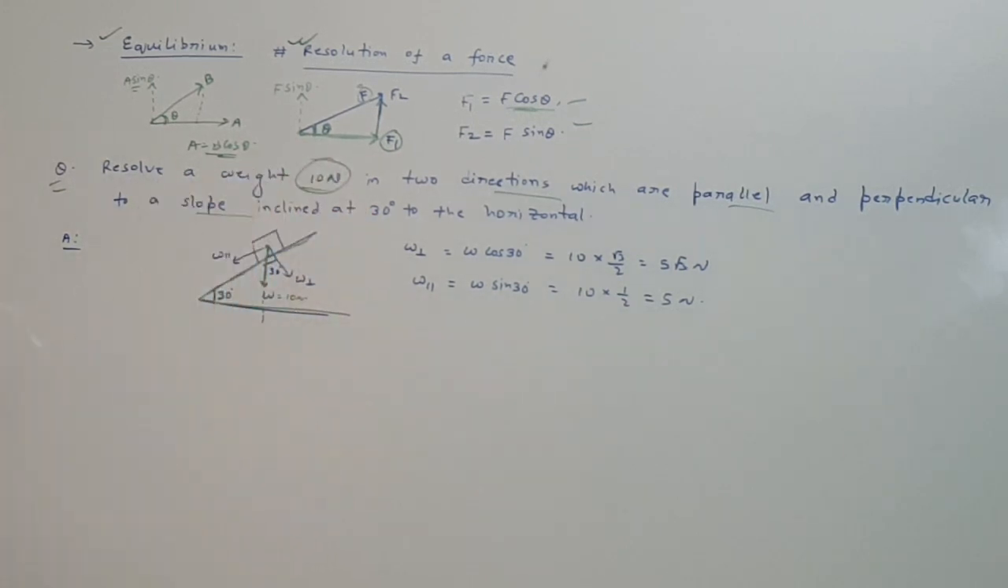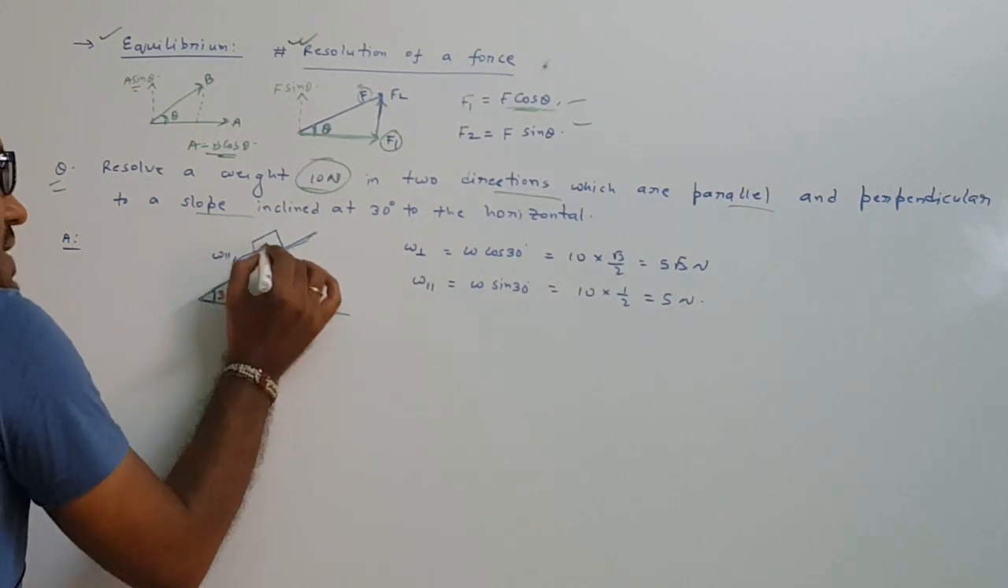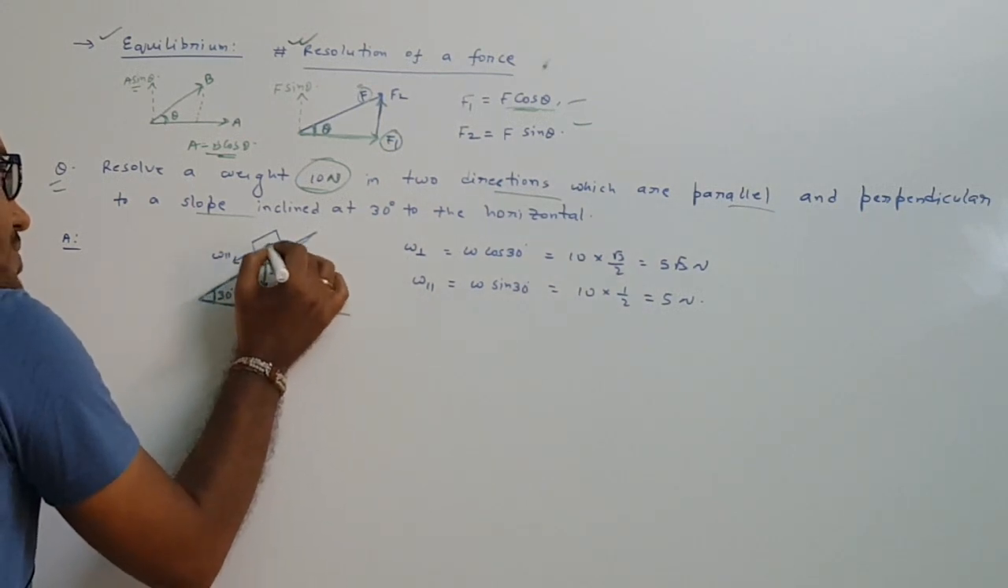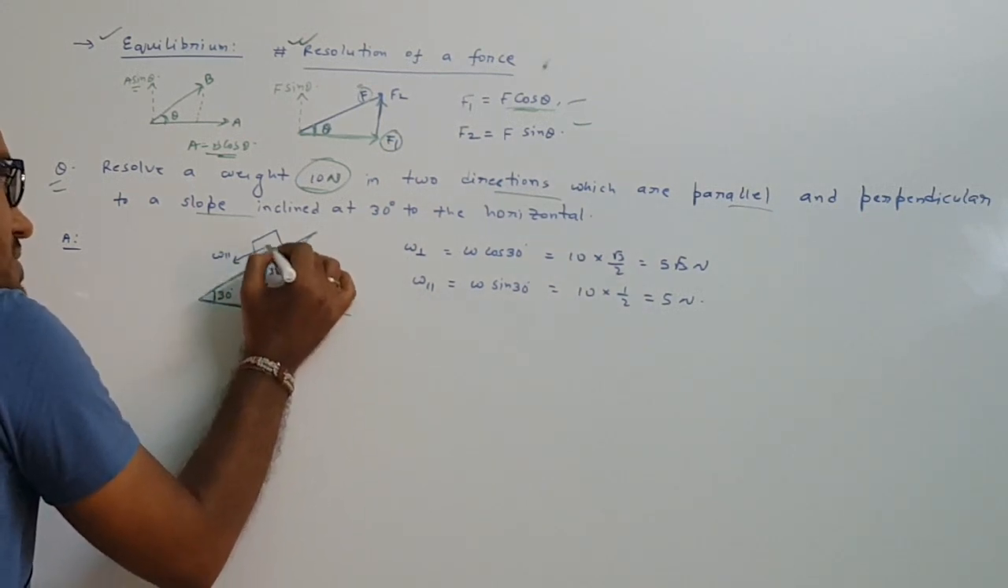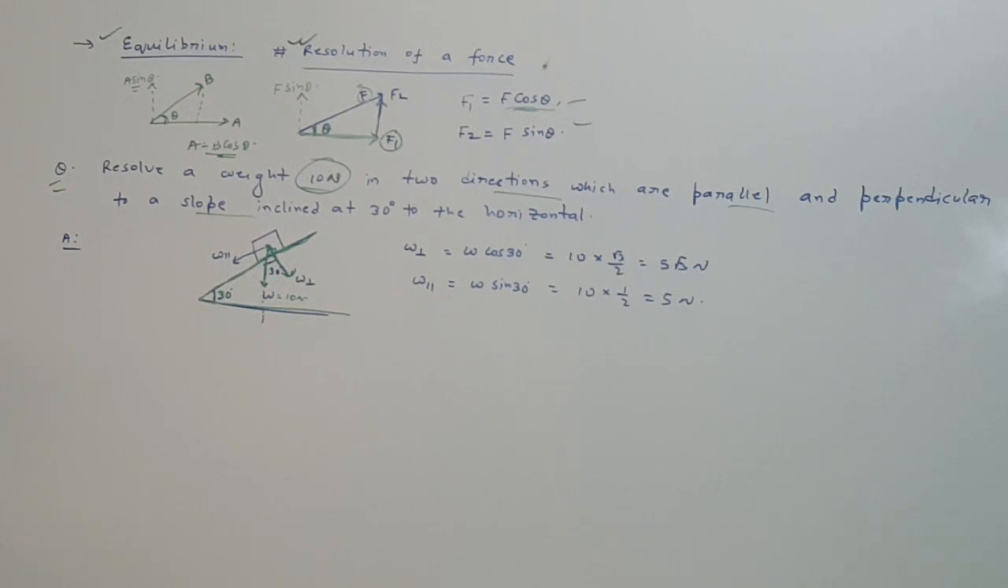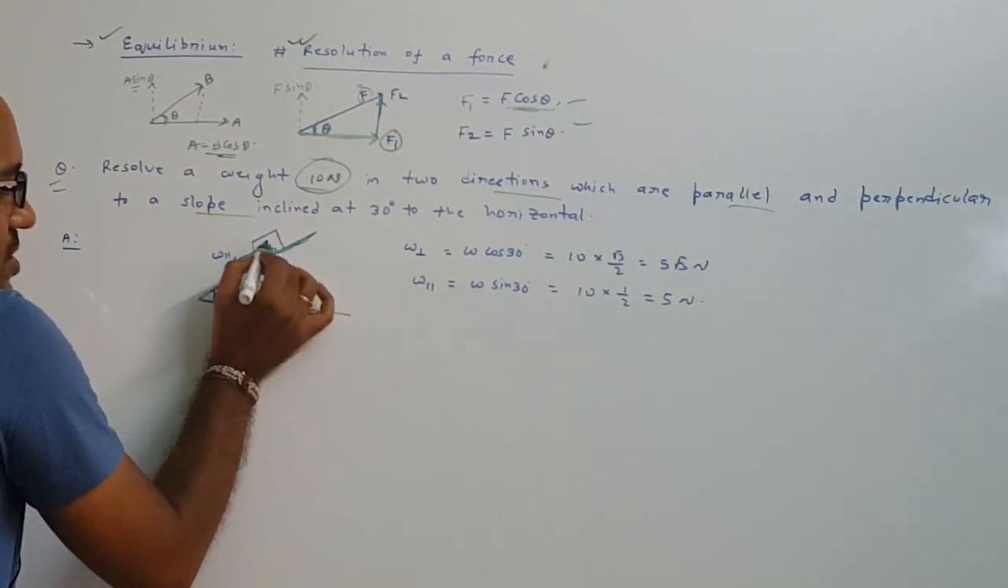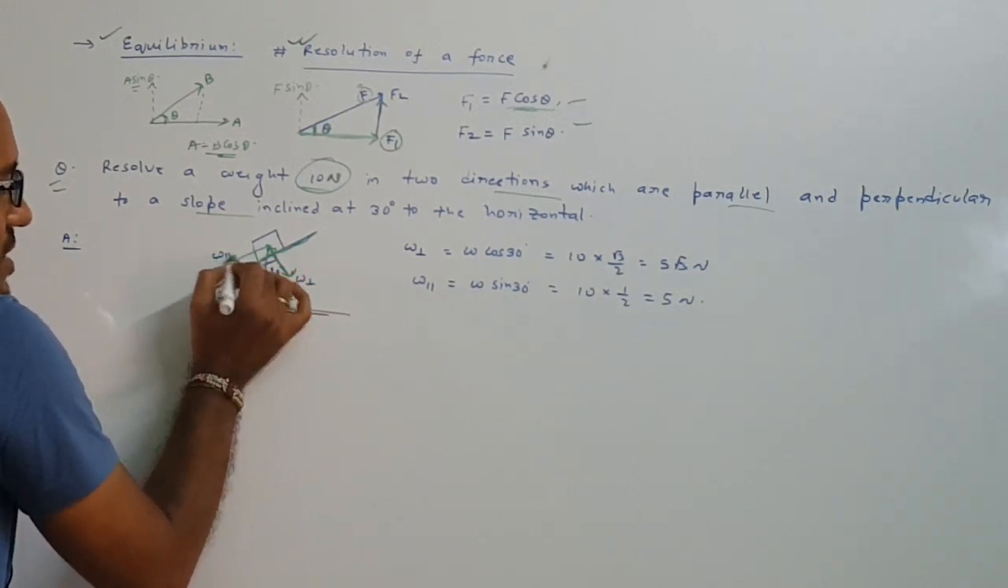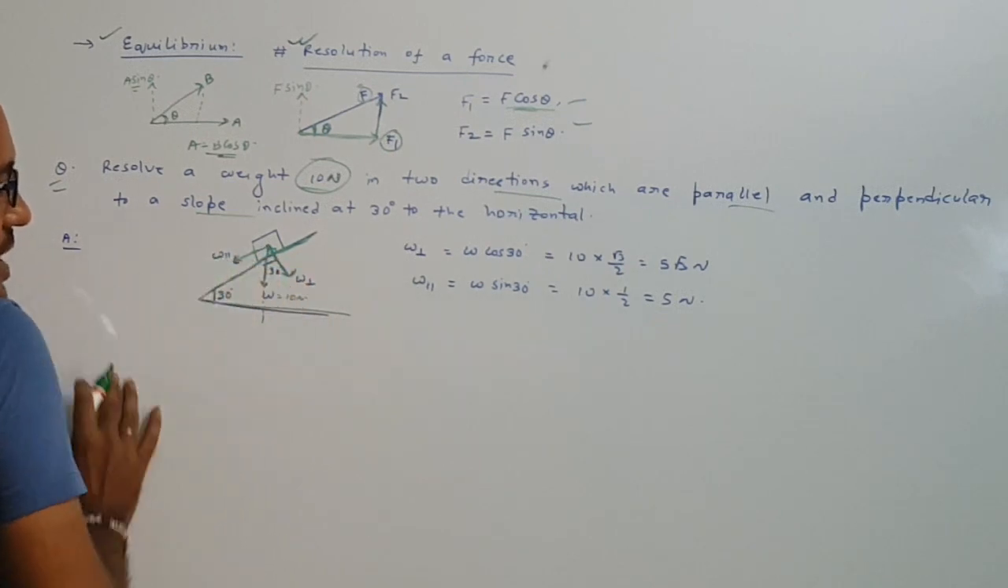This weight is given as 10 Newton, and the perpendicular component of this weight is this, because you see this is perpendicular to that surface where the object is attached. So this is your perpendicular component and this will be your parallel component.